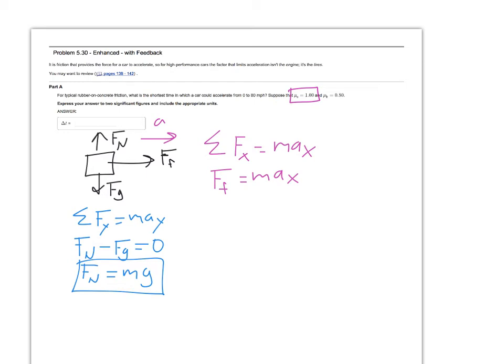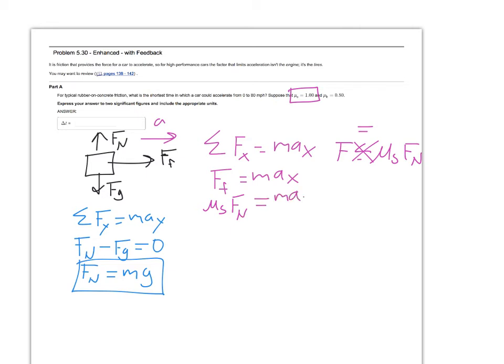So we're dealing with static friction, and we're dealing with a situation where the static friction is at a maximum. So even though our equation for static is that the force of friction is less than or equal to mu times the normal force, in this case it's just equal because we have a maximum force of static friction. So I'm going to say that the force of friction is simply mu s times my normal force.